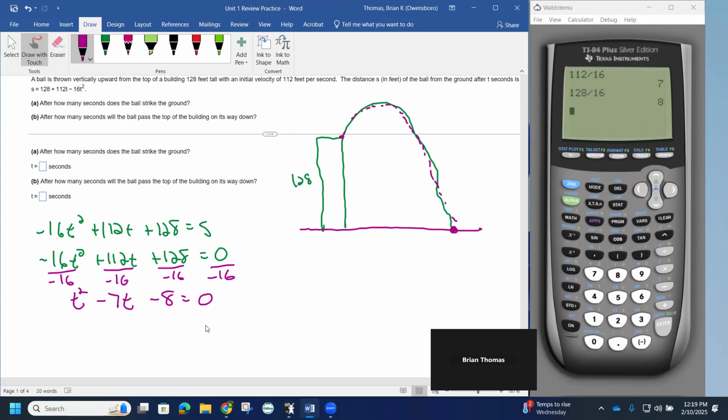So the question is, how do we solve this equation? Well, since it's quadratic, we want to start with maybe factoring. Since the quadratic term is t squared, we know we can set up two sets of parentheses, and we know that t has to go here and here.